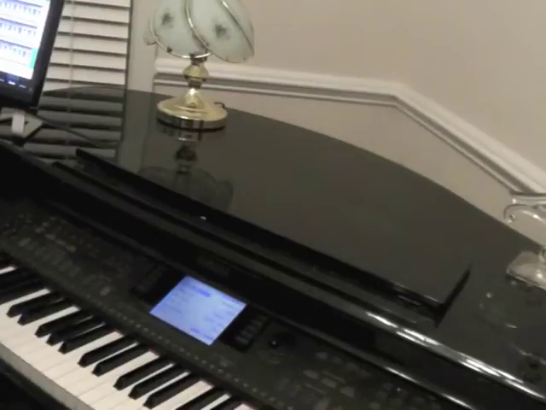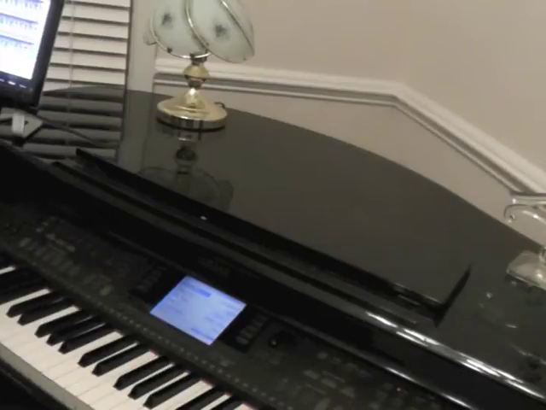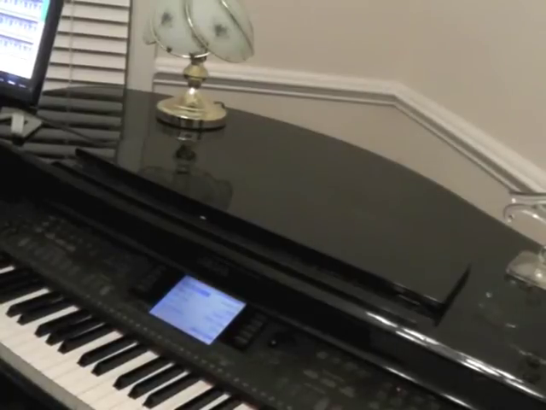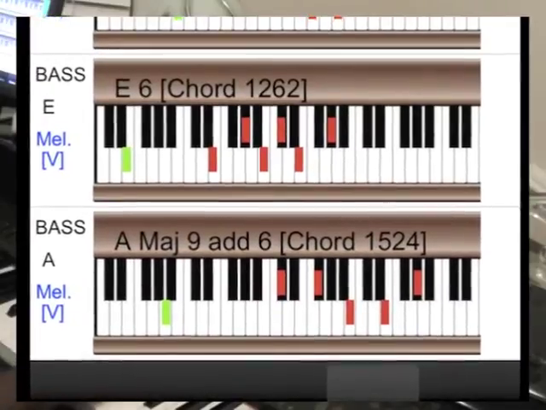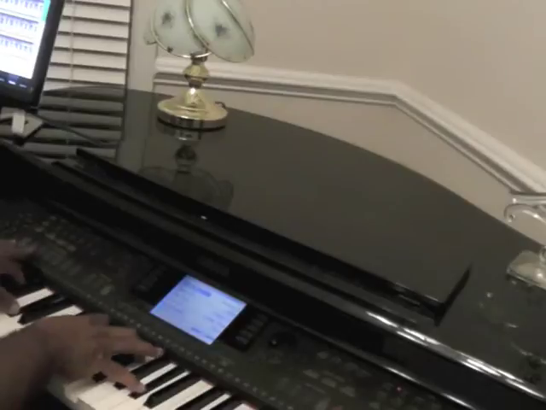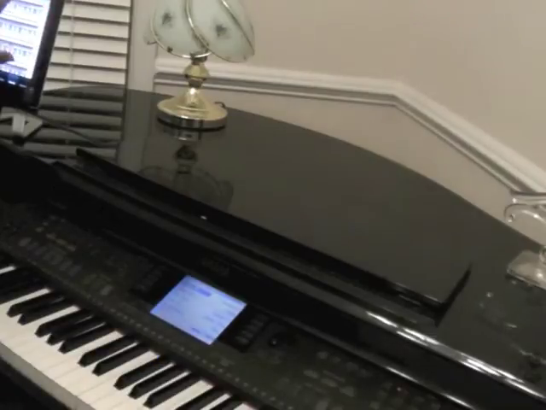And then we're going to go from E, and the next bass note is going to be A. So let's go back over here and say the next bass note is A. What are the chords? Here, what do we have? An A major 9 add 6. That's this one here. Let's go ahead and add it to our sequence. Let's hear it right here on the device.